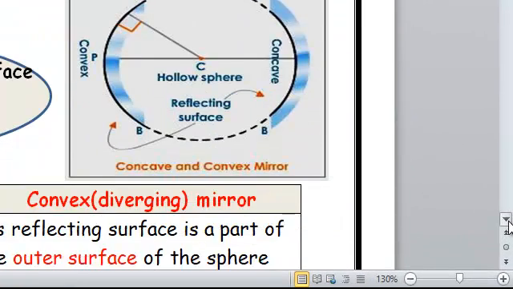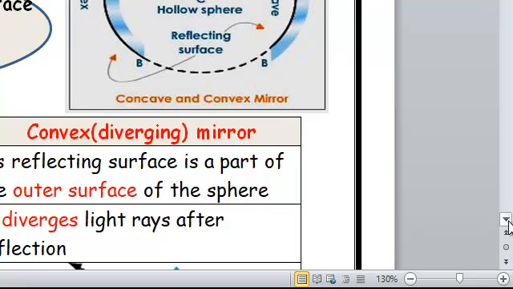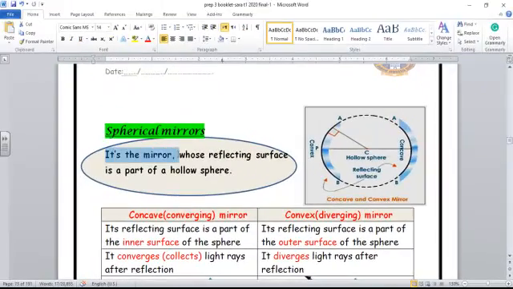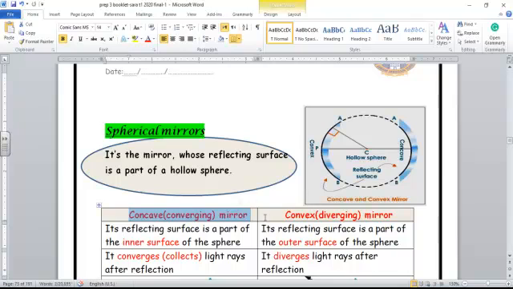Now go to the second type of mirrors. We call it a spherical mirror. Spherical means a part of a sphere, a part of a hollow sphere. So a spherical mirror is a mirror whose reflecting surface is a part of a hollow sphere. It may be a concave or converging mirror, or a convex or diverging mirror. What is the difference? If the reflecting surface is the inner surface, we call it concave. If its reflecting surface is the outer surface, we call it convex.